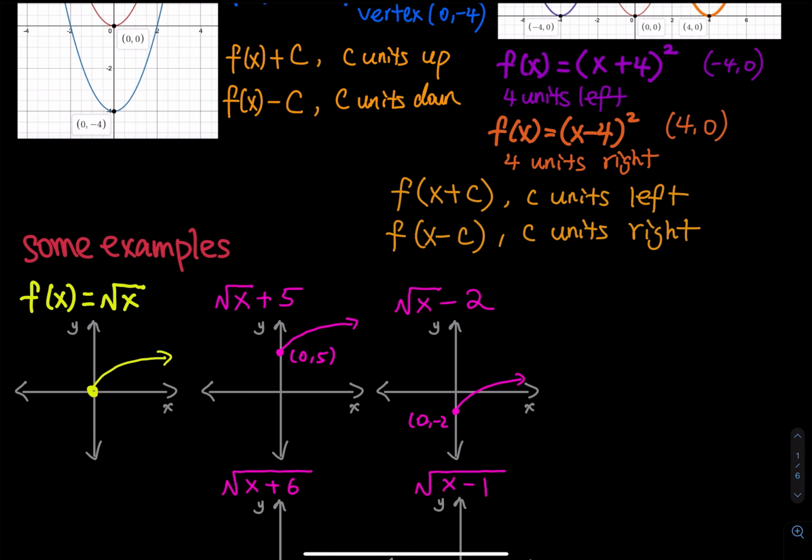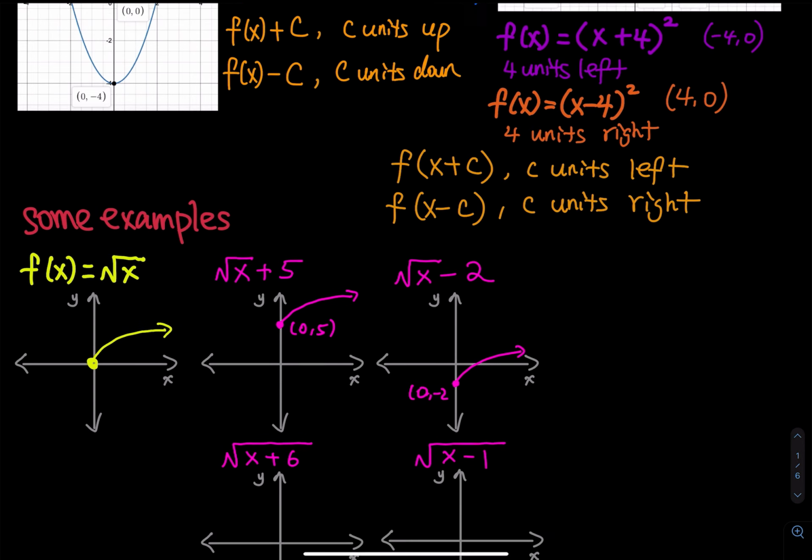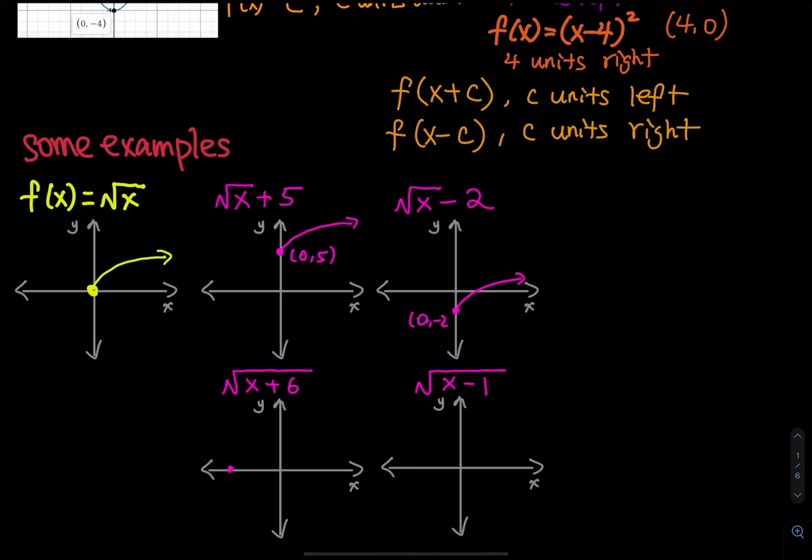And then how about plus 6? For plus 6, you will go 6 units to the left, right here, negative 6. You have something like that, because when x equals negative 6, y equals 0. And then minus 1, you shift 1 unit to the right there. When x equals 1, y equals 0. So that's it for the left, right, up, and down.